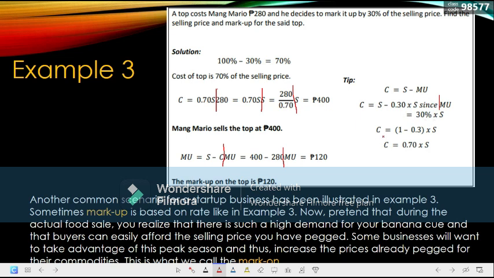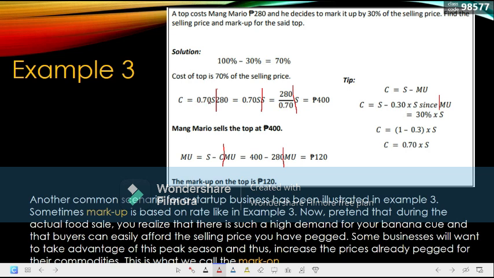Therefore, we have the cost price is equal to, okay, remember S here has 1 as the numerical coefficient. So you have 1 minus 0.30, that gives us 0.70. Common variable is S. So we have 0.70 S. Therefore, C, or the cost price, is equal to 0.70 S. Okay, so 70% of the selling price is our cost price.